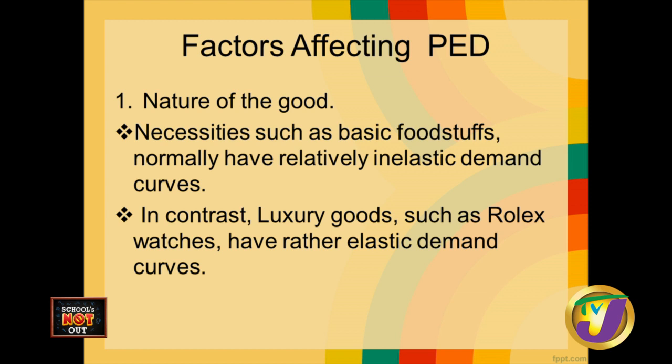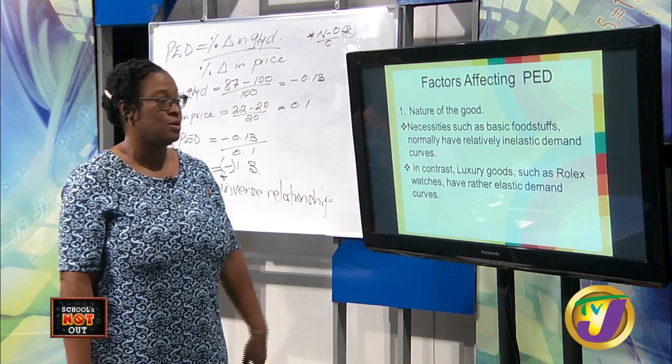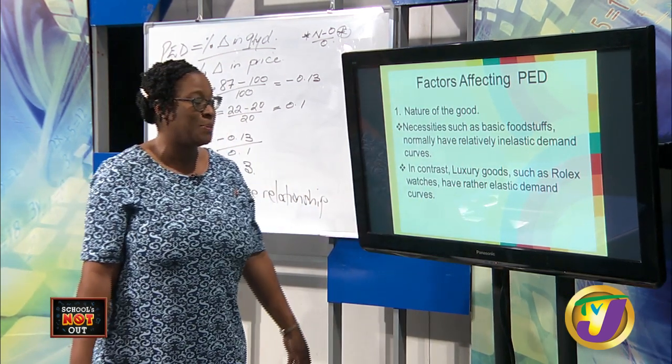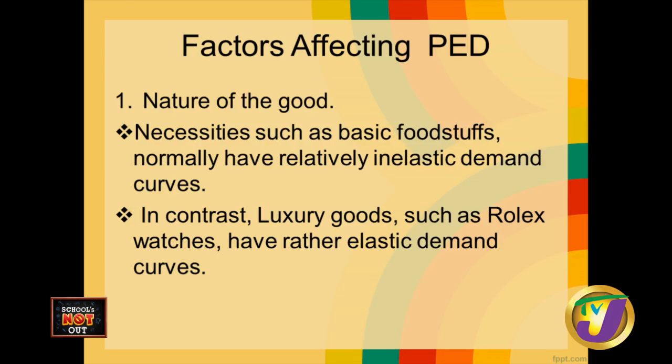In contrast, luxury goods such as Rolex watches, they have rather an elastic demand curve. That's something that we don't need. It's not a necessity for life. It looks good, probably puts you several levels up on the status quo. But I mean, it is not needed. And so if the price changes, you find yourself a nice, clean, cheap downtown watch, and you're good to go.